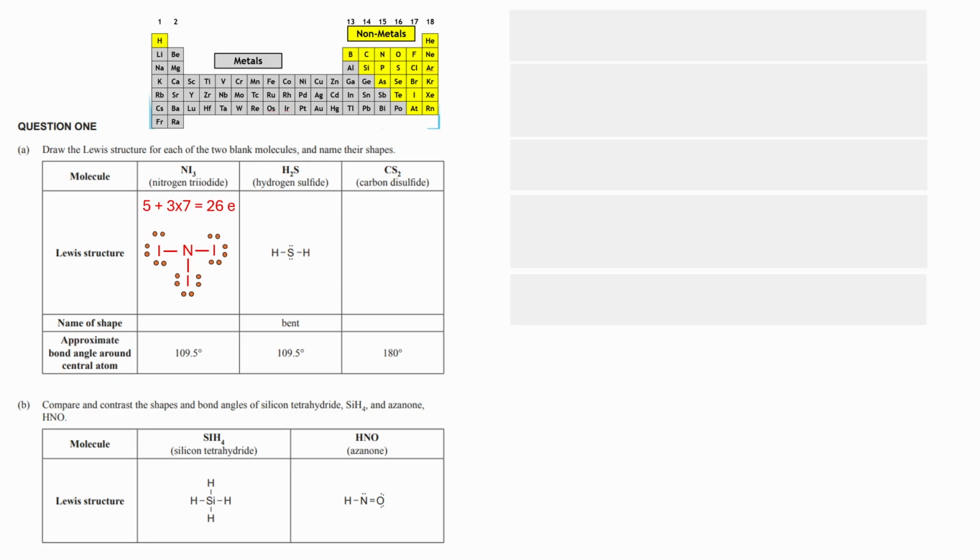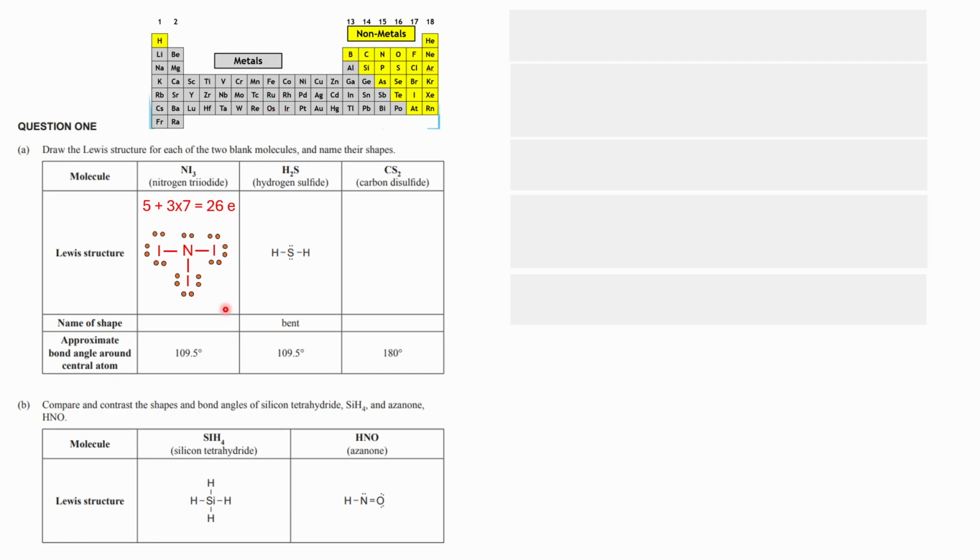Now let's count up how many electrons we've used. We've used 8 on the left iodine, 8 on the bottom, and 8 on the right iodine. That's 24 electrons. We have 2 left, so let's give these 2 electrons to the central atom. Now let's check: does the central atom have 8 electrons around it? Yes, it does. It has 6 from the bonds and 2 from the lone pair. So this molecule has been drawn correctly.